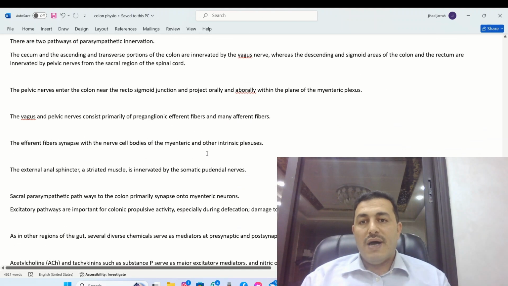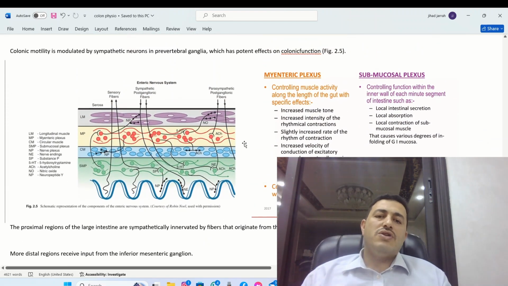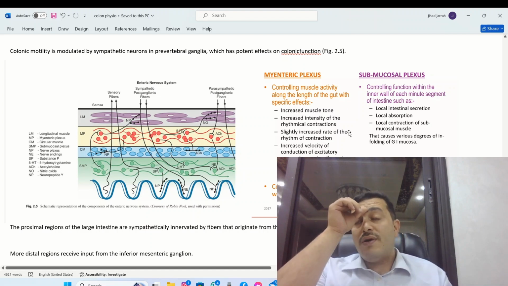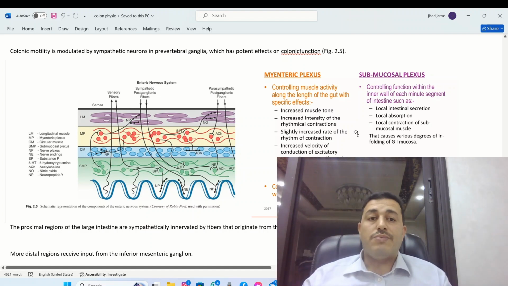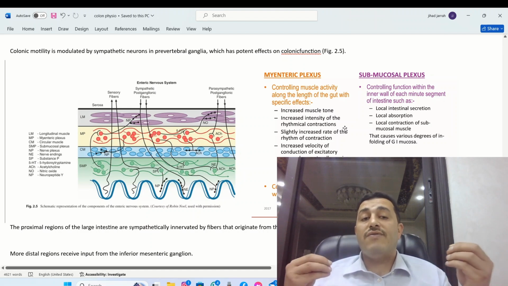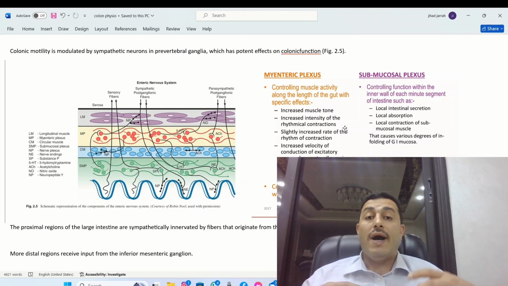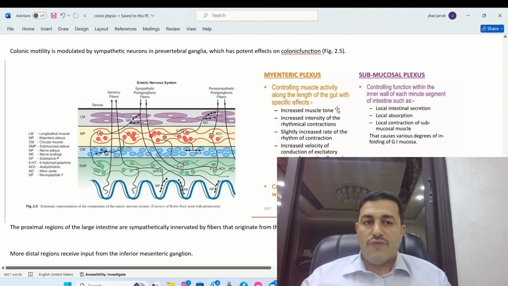What else do we want to add about the innervation? What is the function of the mesenteric plexus and submucosal plexus? Actually, the submucosal plexuses play roles in ion absorption and secretion, and they regulate the endocrine and exocrine function of the colon, while the mesenteric plexus participates in motility of the colon, in the contraction of the colon.